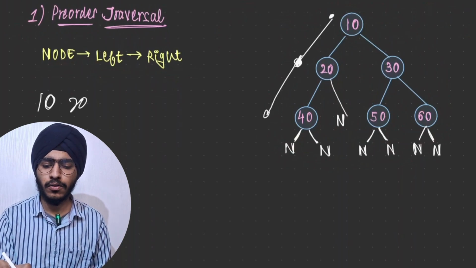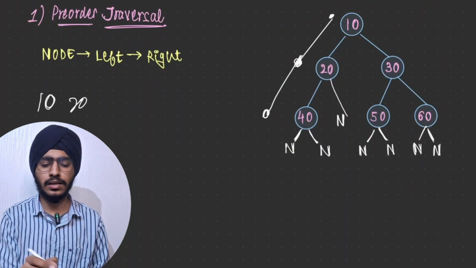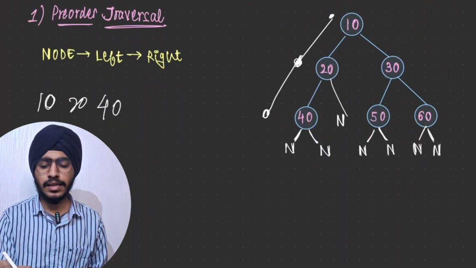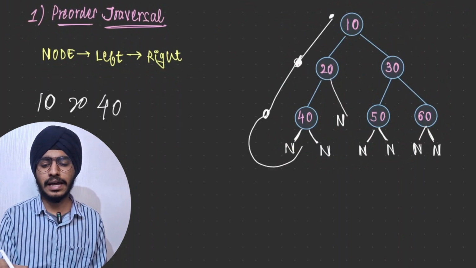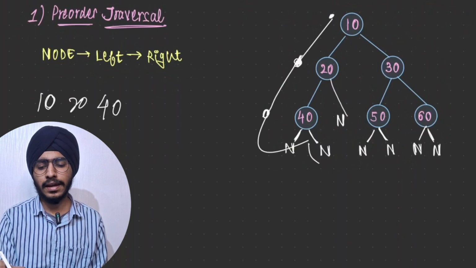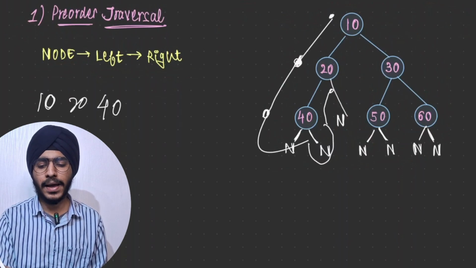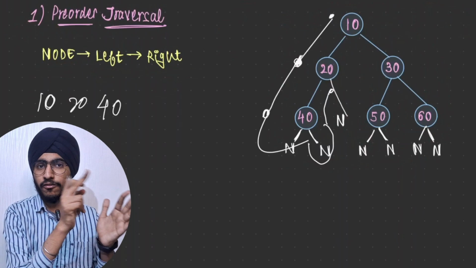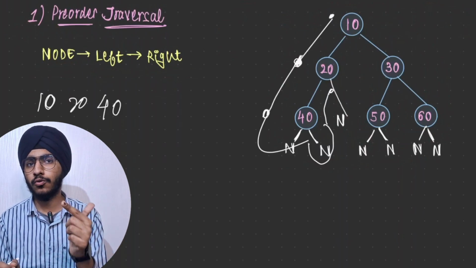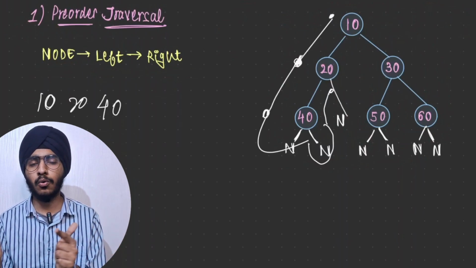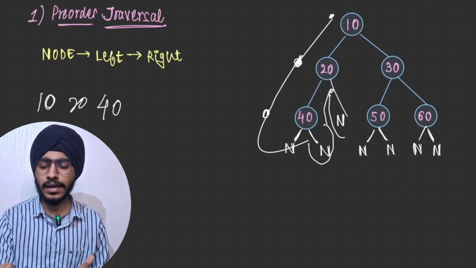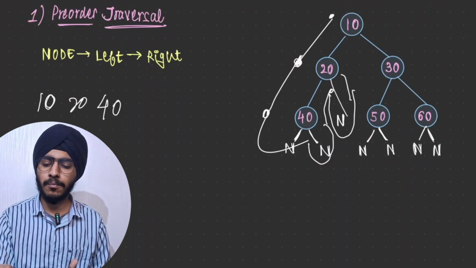So we will go to left, that is 40. We will print 40. Then 40 will say go to my left, that is null. 40 will say go to my right, that is null. Then we will come back to 20 because 20's left part is covered. 20 will say now go to my right. That is again null. So we will come back to 20.